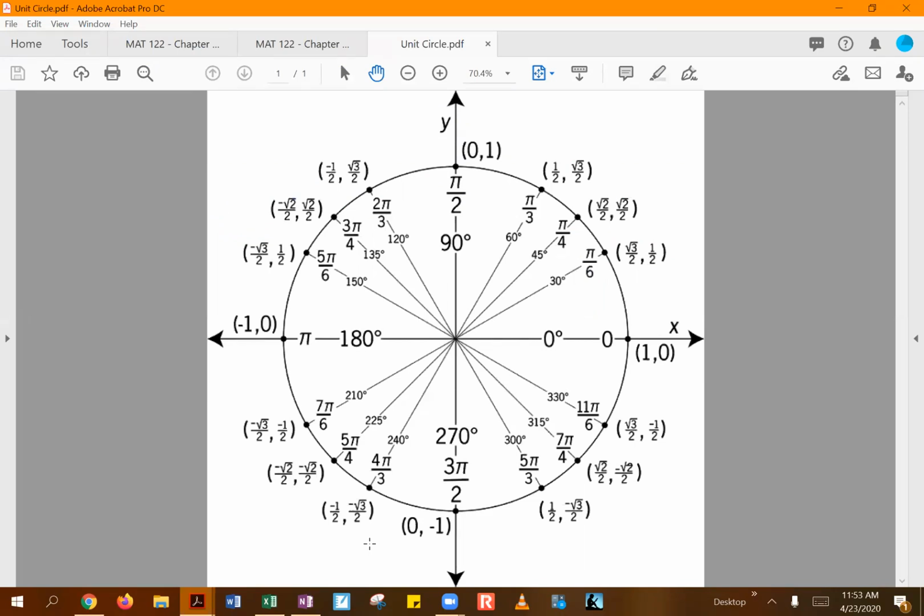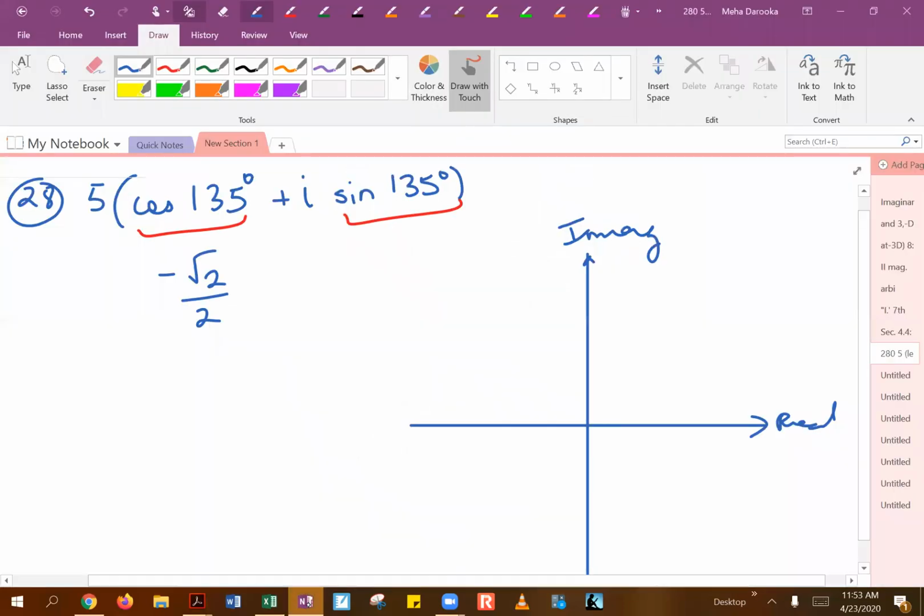So cosine is the first coordinate or the second coordinate? The second coordinate. No, cosine is the first coordinate. Ah, damn. Because remember, it goes in alphabetical order. So cosine will be first and sine will be second. So cosine will be negative square root of 2 over 2, and sine will be the positive square root of 2 over 2.